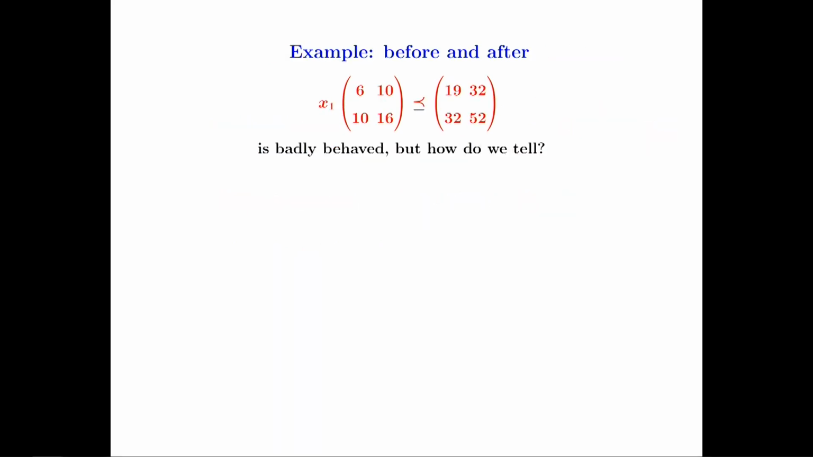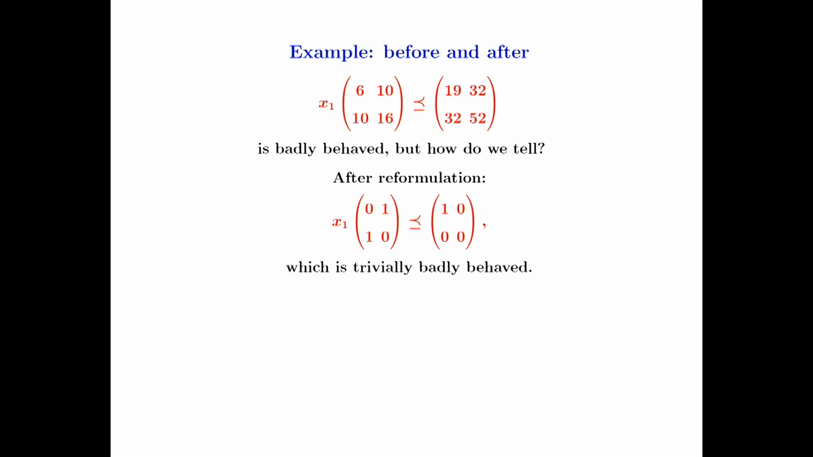So here's a trivial example, a one variable example. So this system is badly behaved, right? But how can we tell? I only have to try two objective functions, x1 and negative x1, right? It's actually a good exercise in linear algebra to try to figure out whether this is well behaved or badly behaved. It takes like a half page to figure it out. But on the other hand, if I reformulate it, I get back that original system, which is trivially badly behaved, right? So reformulation does make life simple even in a one variable case.